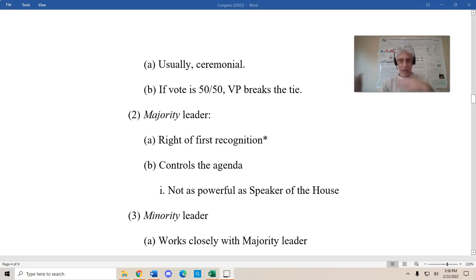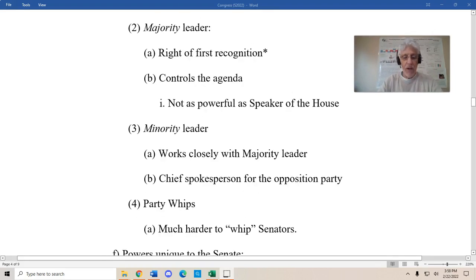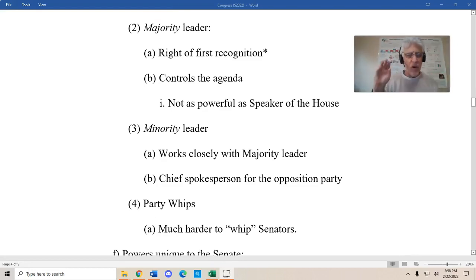Then there's the minority leader. The minority leader is the leader of the minority party. Now, they work very, very closely with the majority leader because power in the Senate is really weird and different than in the House. If you're the majority party in the House, you can basically do whatever you want. The Speaker of the House has tremendous amount of power. The majority leader has a lot of power, but they really need to work with the minority leader to get things done. So the minority leader works with the majority leader to sort of organize things.